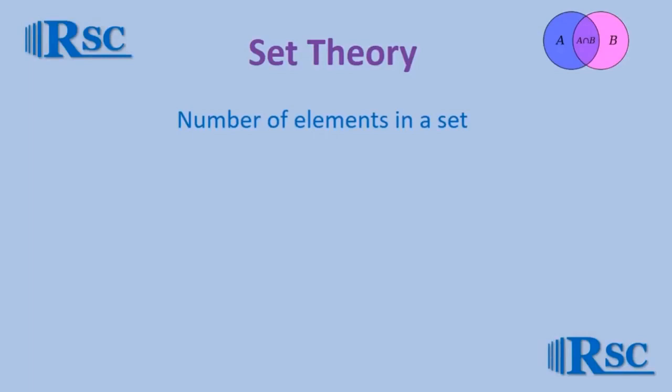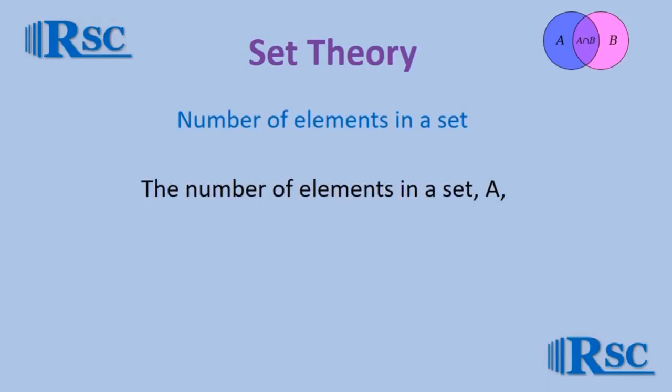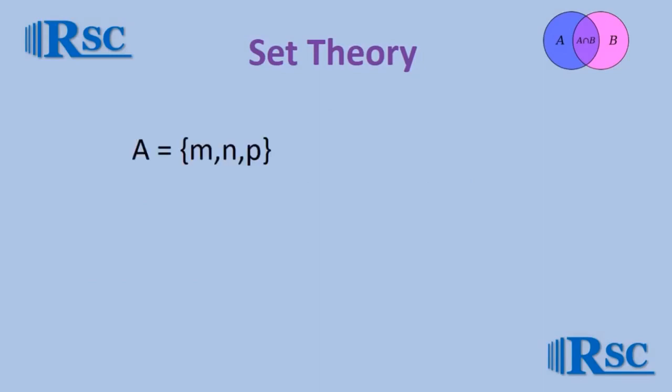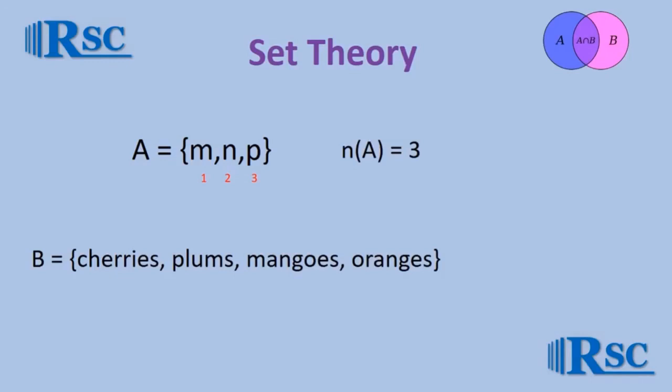Now let's talk about the number of elements in a set. The number of elements in a set, let's say A, is called the cardinality of the set, and it's expressed as n of A. For some examples, the set A containing M, N, and P has 3 elements, or n of A is equal to 3. The set B, containing cherries, plums, mangoes, and oranges, has 4 elements, or n of B is equal to 4.